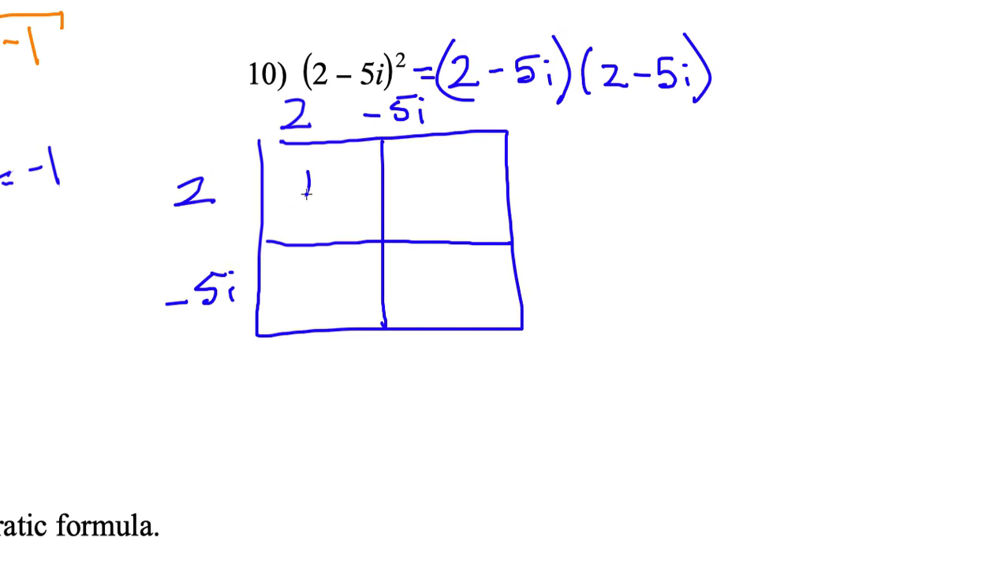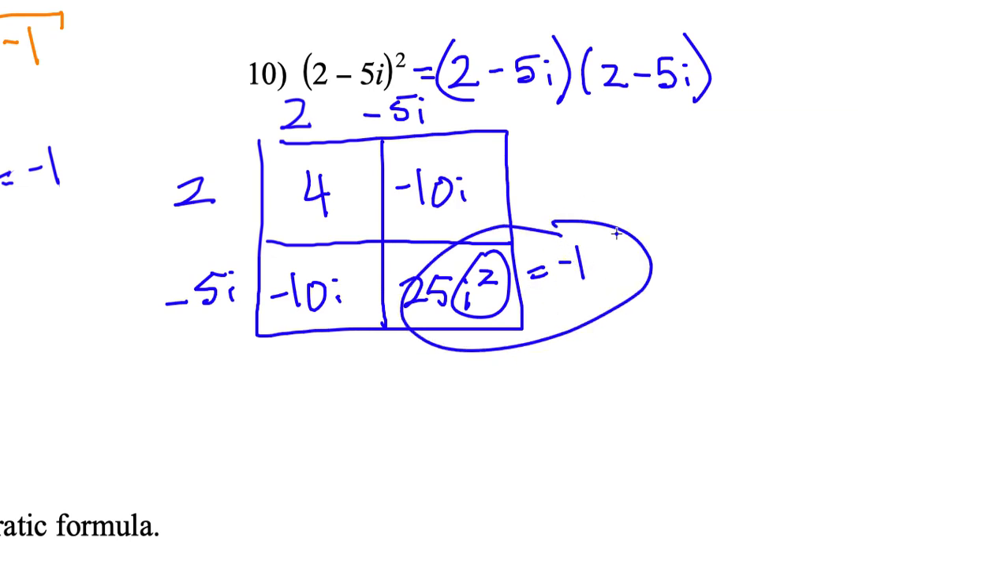So 2 times 2 is 4. 2 times negative 5i is negative 10i. Negative 10i yet again. And then negative times negative is a positive. 5 times 5 is 25. i times i is i squared. And we know that i squared is always equal to, everyone will shout out, negative 1. So that means that this whole thing is actually negative 25.